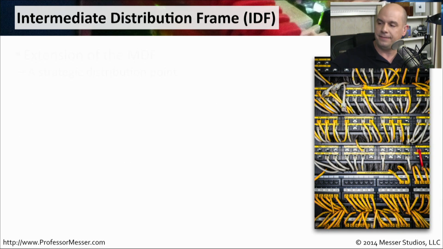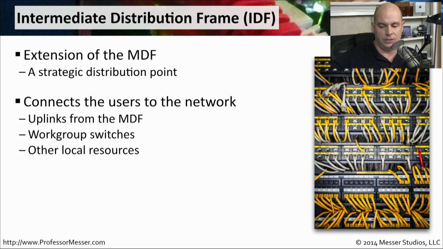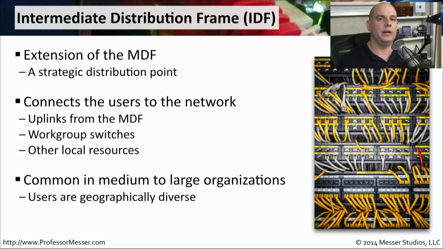An IDF is the intermediate distribution frame. This is one that is anything other than an MDF. It's the next link down the line. So we have those 10 buildings in our campus. Each one of those 10 buildings would have one or sometimes more IDF. Especially if it's a big building, you might have an IDF on every floor of that building. But it's the intermediate point. It's the midpoint between the MDF and the end user.